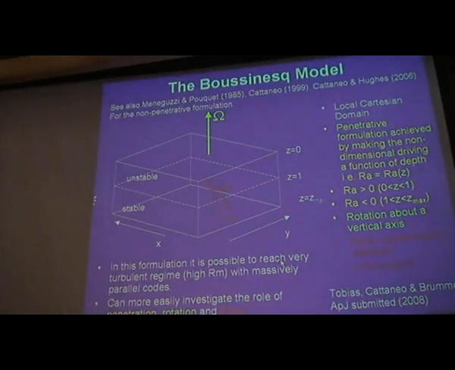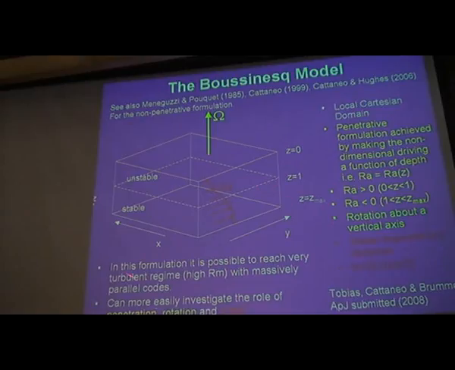so our Boussinesq model is a lot more simple, but again, it's almost identical to the one David showed you earlier. It's a local Cartesian domain, but again, we can make a penetrative formulation. But this time, the way to do it is just to make one of your non-dimensional parameters, in this case the Rayleigh number, a function of depth. So we just impose that the Rayleigh number is a function of depth, and so our Rayleigh number is positive in z between 0 and 1, and it's negative, so stable to convection, in this layer. So that's how we make this thing penetrative.